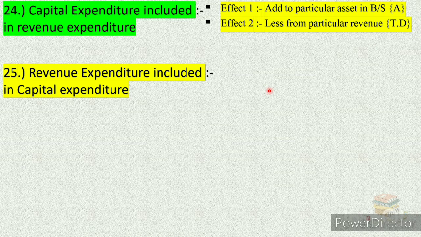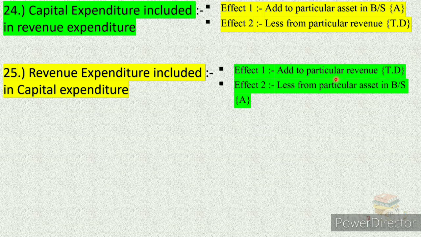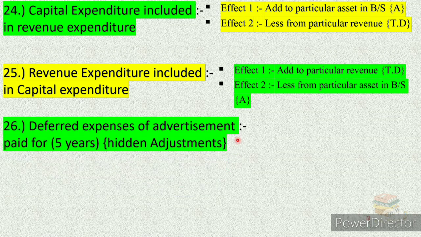25th adjustment, we move on. Revenue expenditure which is included in capital expenditure. Two effects. First effect is add to the particular revenue and less from particular asset in balance sheet asset side. Next, 26th, that is deferred expenses of advertisement paid for 5 years. It is also referred to as hidden adjustment, because there are many hidden adjustments, which we'll learn while doing sums.